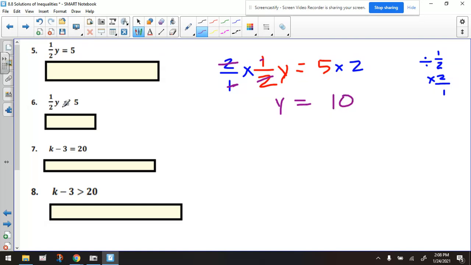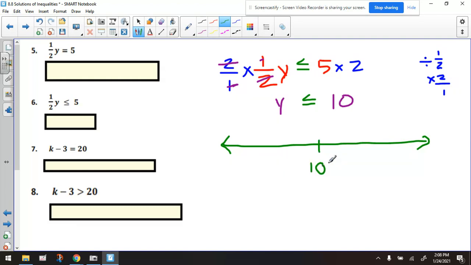All right, but in this case, what if we change the equal sign to this? We would do the same exact thing, only let's replace it with this symbol, which is the less than or equal to symbol. And let's graph it. If we take the number 10, we think about numbers that might be greater than that, such as 11, 12, 13, etc., and numbers that would be less than that, things like 9, 8, etc.